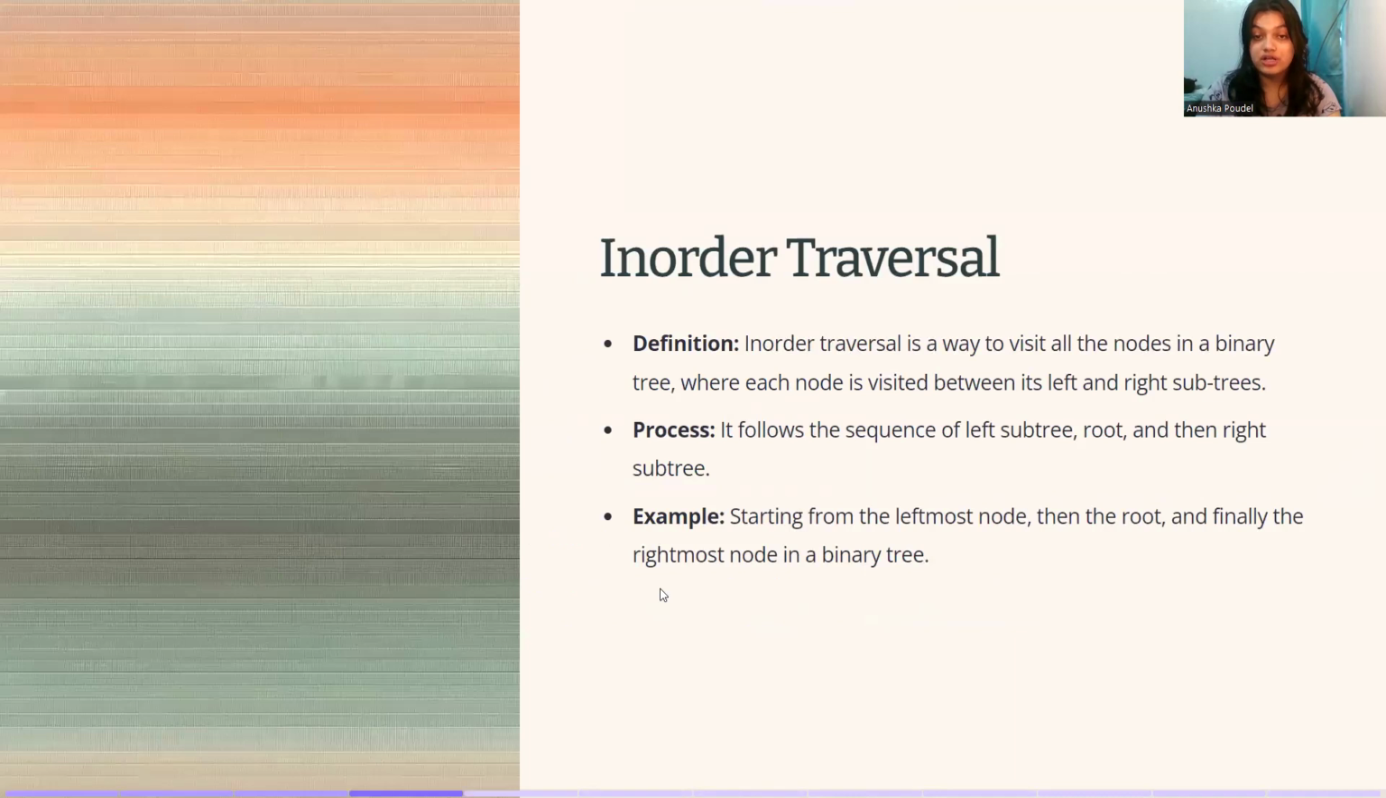Let's understand in-order traversal. Definition: in-order traversal is a way to visit all the nodes in a binary tree in which the order followed is the left subtree, the root, and the right subtree. The process and sequence is left subtree, root, and then the right subtree. Example: starting from the leftmost node, root, then the node, root, and finally the rightmost node in the binary tree.